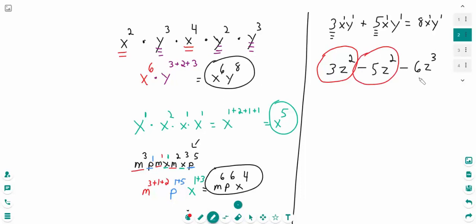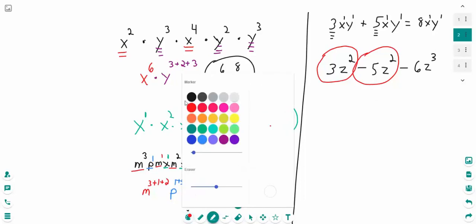How about this third one? We have a z, but the exponent is not the same. Here the exponent was a 2 for both of them. Here it's a 3. So is this a like term? The answer is no, it is not a like term. In order for it to be a like term, the variable and the exponent have to be the same. Just remember that. The variable and the exponent have to be the same in order for it to be a like term.